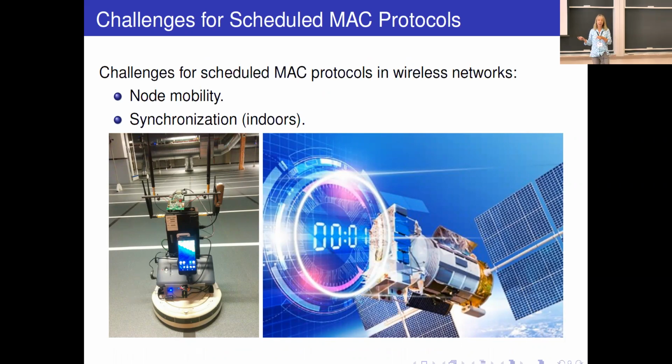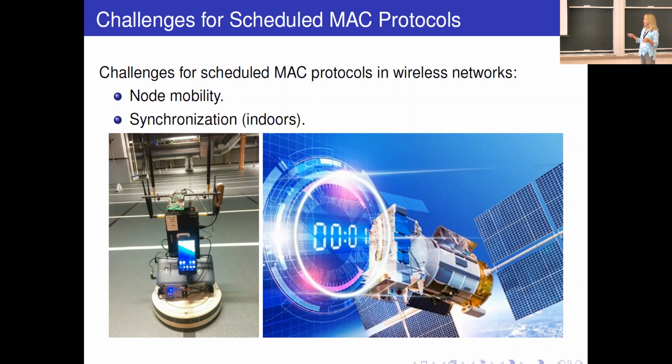They took a Roomba vacuum cleaner, pulled out the vacuum cleaner and stuck a wireless node on it. And now you can actually program different mobility models onto the node. And so you can have these mobile nodes with these fixed nodes in the testbed. But dealing with mobility is a challenging issue.